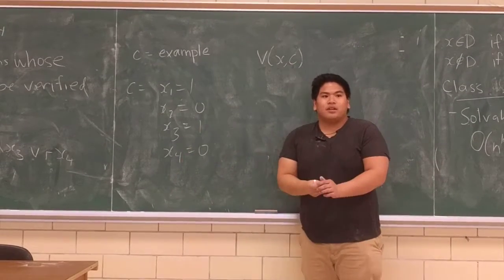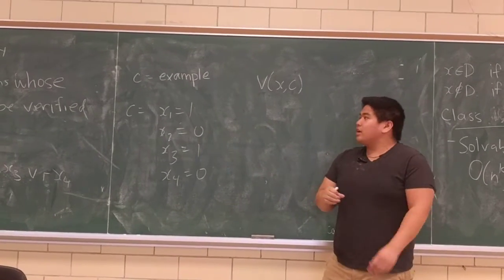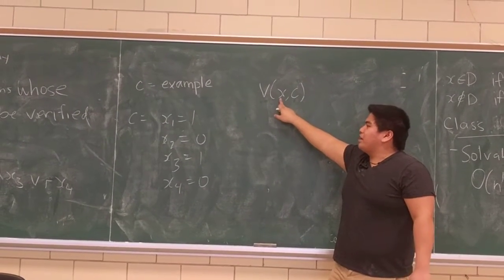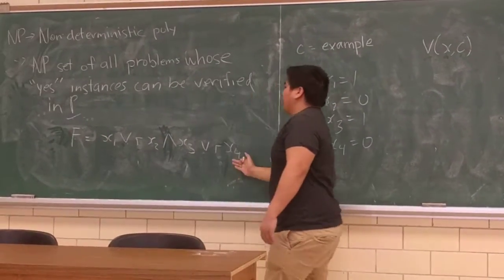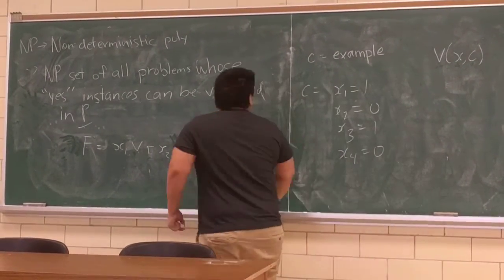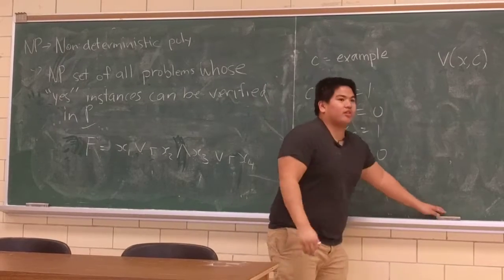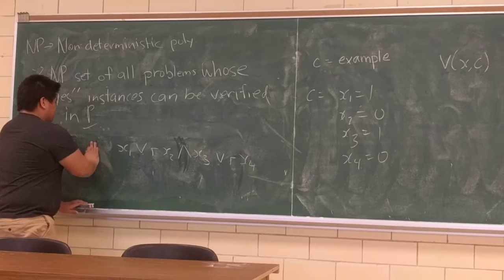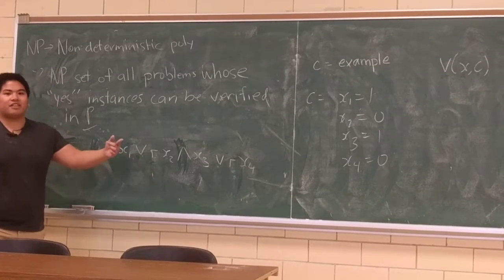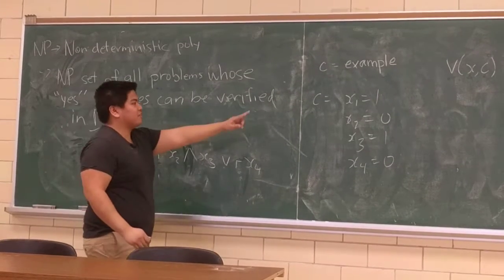The input is the problem, right? Aren't you supposed to give the verifier the problem? You're giving the verifier the problem, which is this guy. This guy is the x. So that should be F, right? No. F is just the formula. Don't worry about F. That's our X, right? X is the input, C is the certificate.